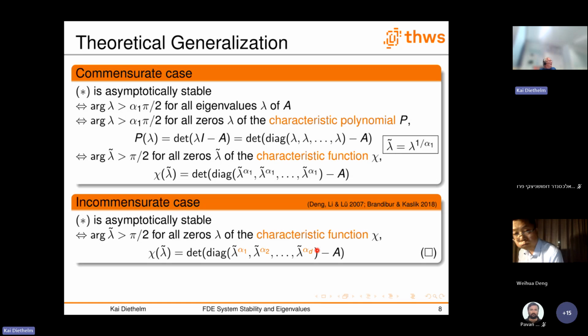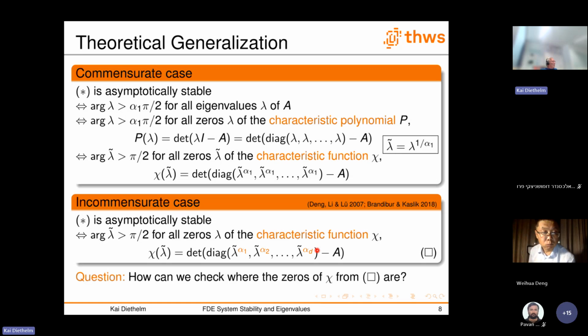You can prove that. But it doesn't really help you because you need to find out the zeros of this characteristic function. And that's a really nasty task because, roughly speaking, it's a generalized polynomial with non-integer exponents. And you have to analyze that in the complex plane. So that is very, very challenging, and it's by no means trivial to find out where its zeros are.